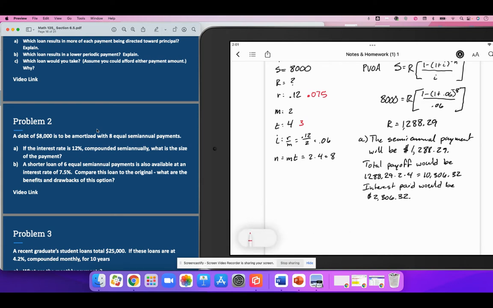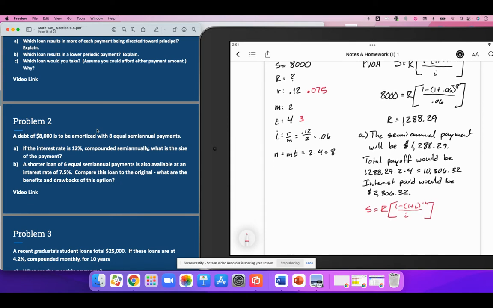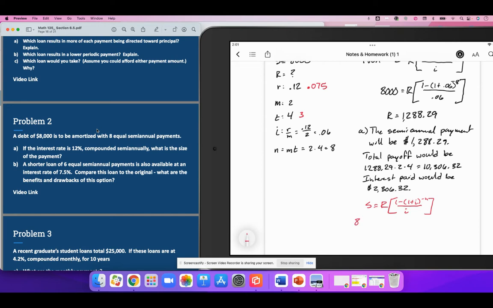And so I'll do that one in red just to keep it clear. So we've got S equals R times 1 minus 1 plus I to the negative N over I. And we're just replacing those two numbers that are going to be different. So we're going to have 8,000 equals R times 1 minus 1 plus. It's going to change our R and our M as well. So our new R is going to be 0.075 over 12. I'm just going to leave it as a fraction, and our new M is going to be 6.